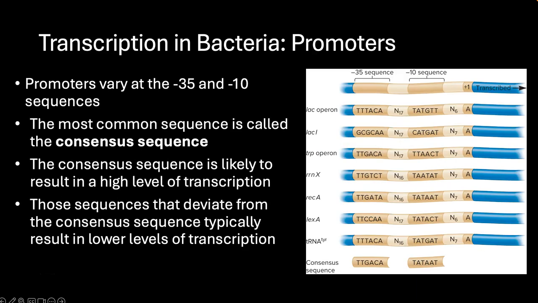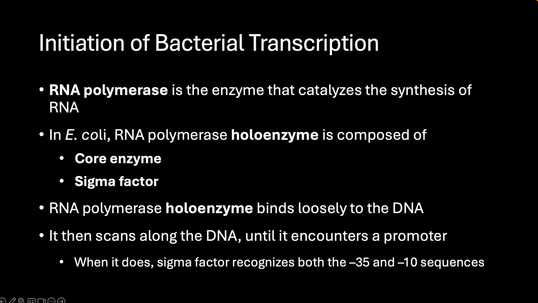Promoter regions in bacteria are very conserved, but do have some variation. In bacteria, variation in these promoters affect the rate of transcription, with sequences that vary more in relation to the consensus, resulting in lower rates of transcription. The promoter region is important for initiation of transcription.